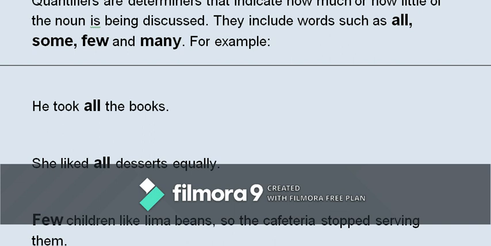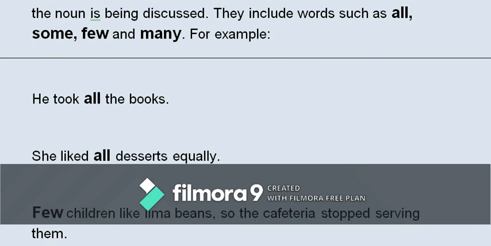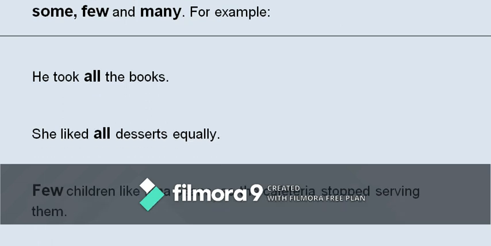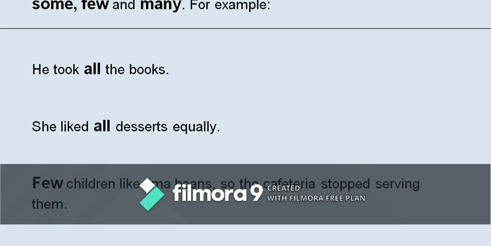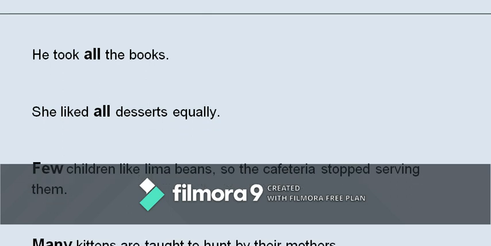Few, remember that when we say few, it has a negative connotation. That means nothing or none at all. When you say a few, it has an affirmative connotation. That means something which is countable. Now over here we have the word few, which means few children like lima beans. That means no children like lima beans. So the cafeteria stopped serving them. Over here the noun is children and few is the determiner.